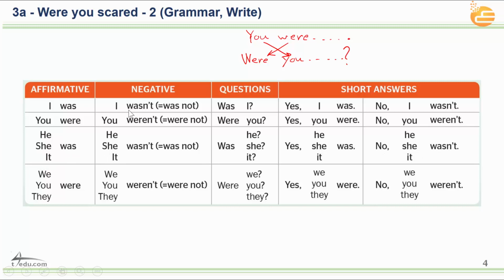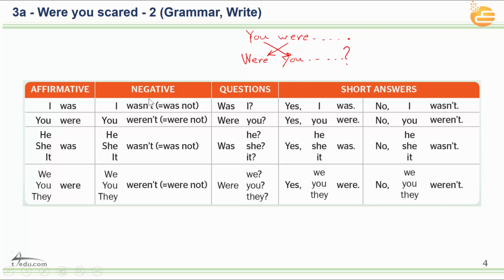It was. Negative, it wasn't or it was not. Questions, was it? Short answers, yes it was, no it wasn't. With you, we and they, we were. Negative, we weren't or we were not. Questions, were we? Short answers, yes we were or no we weren't.